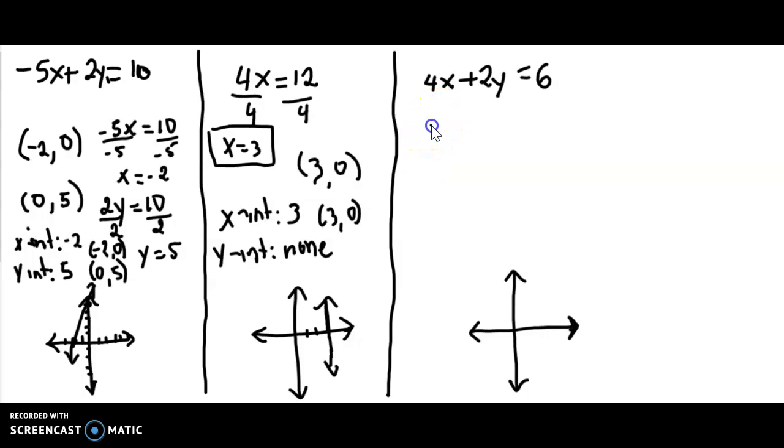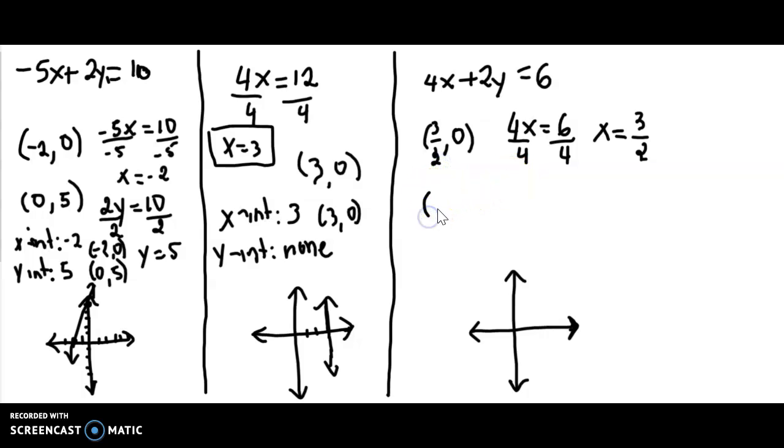X-intercept. Well, hopefully by now we know what's going on with the process. X-intercept, set the opposite value equal to 0. If I set that value equal to 0, this whole thing is gone. So I'm solving 4x equals 6. Well, this is not going to be an integer. Doesn't matter. If I simplify that 6 over 4 by 2, I'm going to get x equals 3 over 2, or 1.5. 3 over 2. All right, that's my x-intercept.